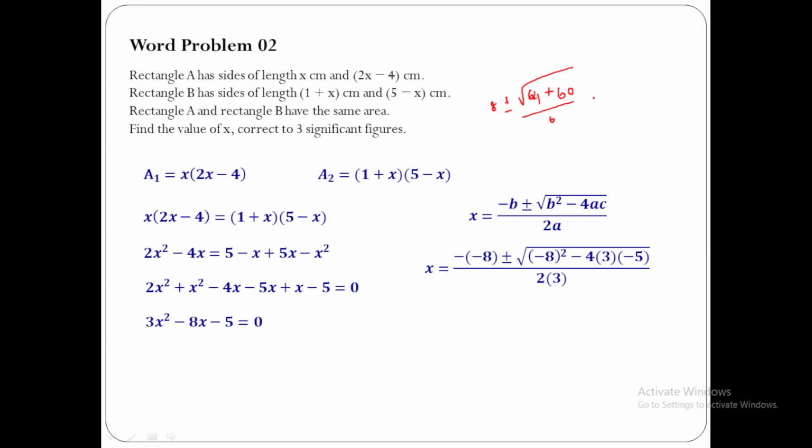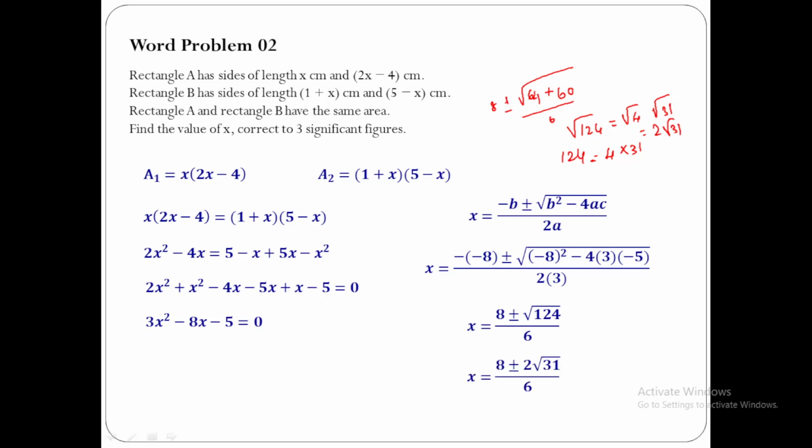So this would be the expression after these steps. Then inside the square root it is 124. Now shall we take 124? 124 can be written as 4 times 31. So the square root of 124 is the square root of 4 times the square root of 31. The square root of 4 is 2. So we can replace root of 124 as 2 times root of 31.